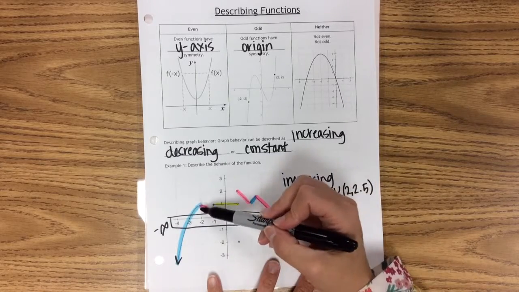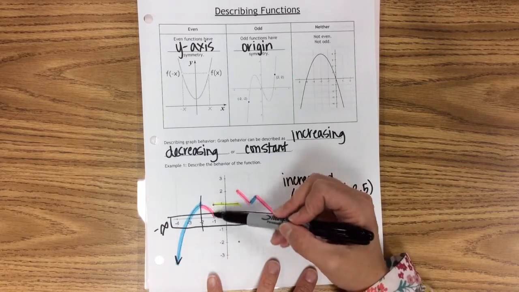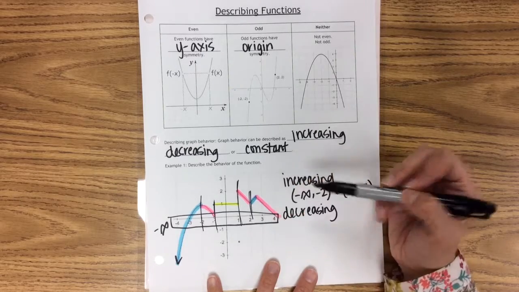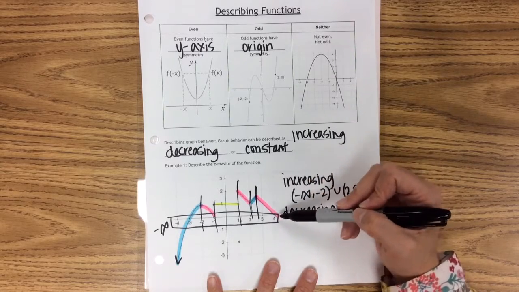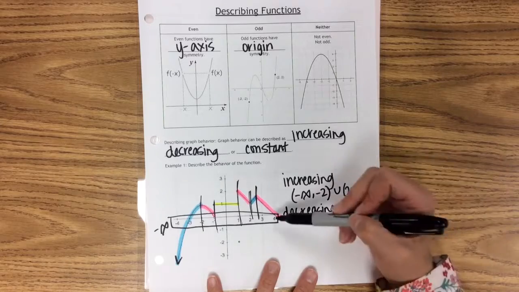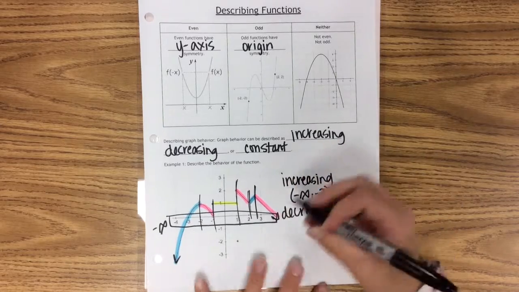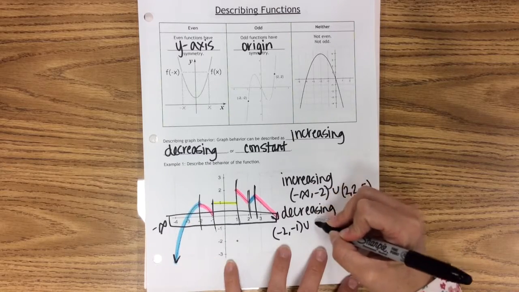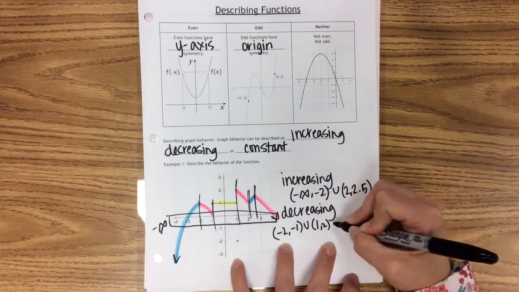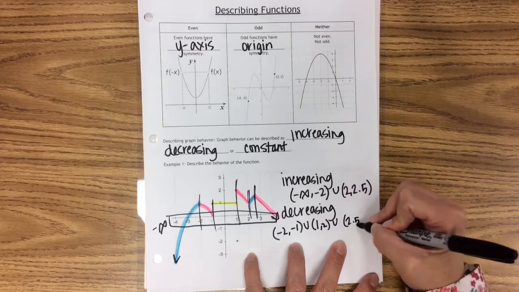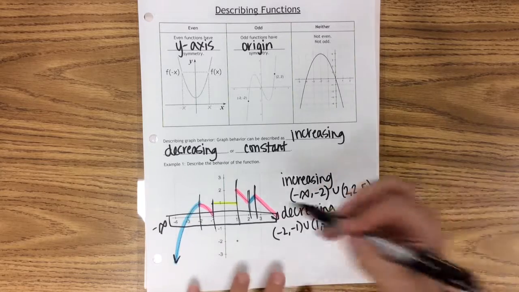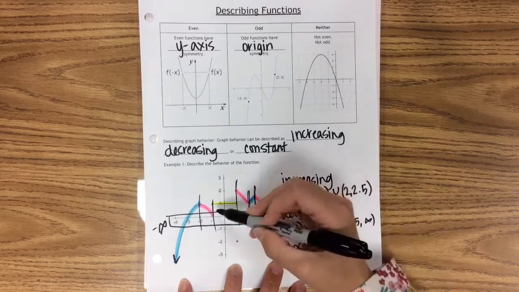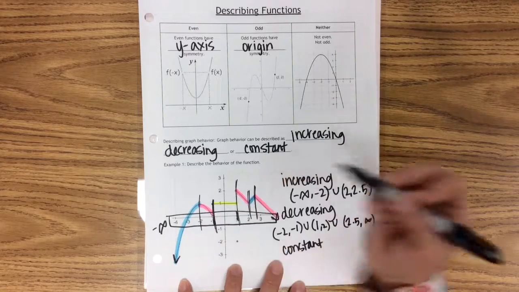Remember, you use x values. So from x equals -2 to x equals -1. And then 1 to 2, and then 2.5 to infinity, because it goes forever that way. So -2 to -1, and 1 to 2, and 2.5 to infinity. Last is the constant, and again we're looking at the x values, -1 to 1.